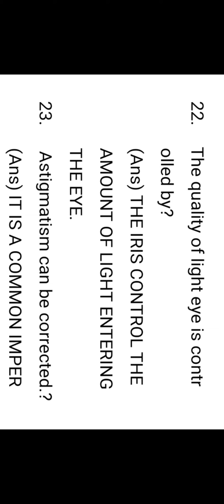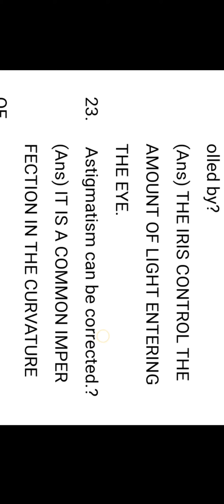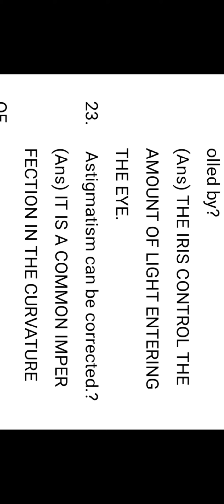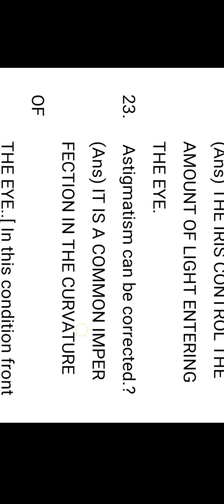The next question: the quantity of light entering the eye is controlled by what? The right answer is the iris. The iris controls the amount of light entering the eye. How much light should enter our eye is controlled by the iris.